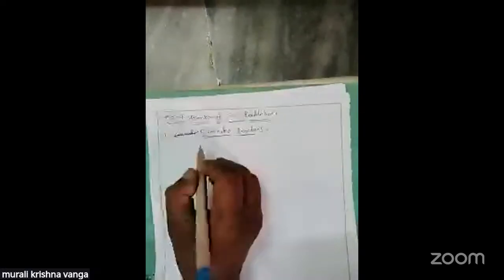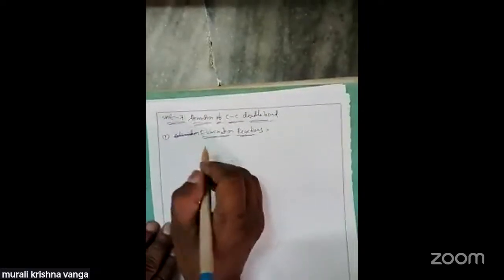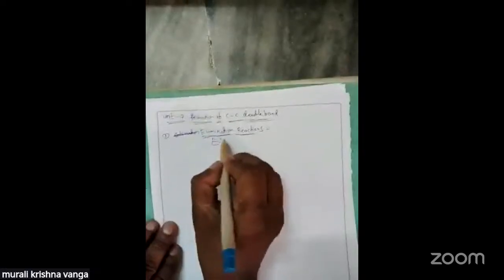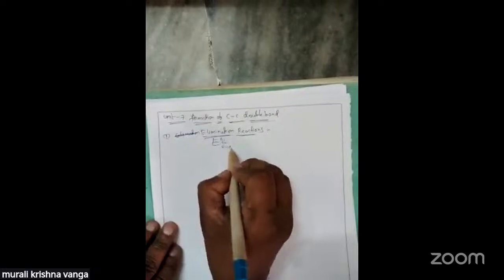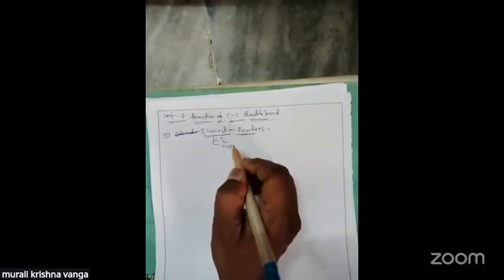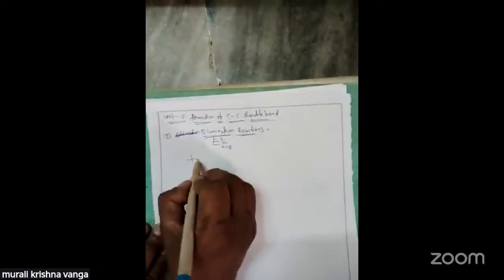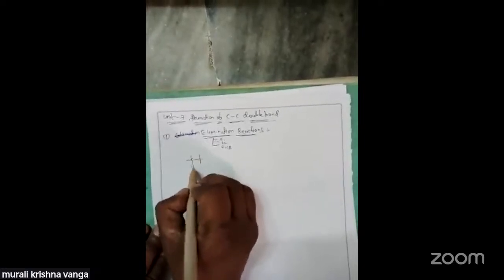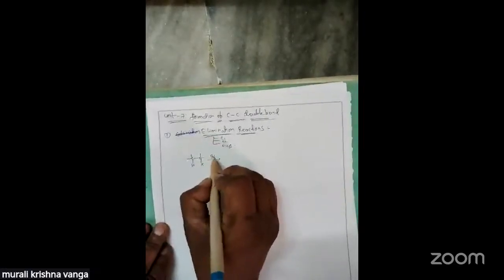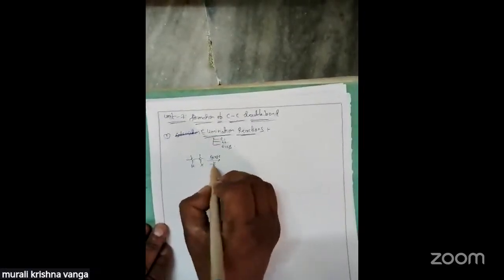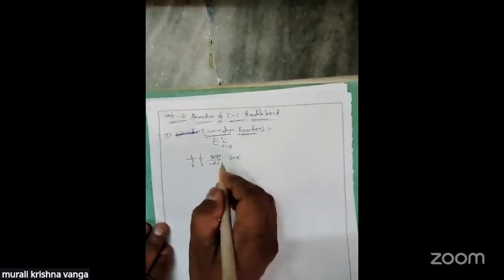Elimination reactions. Mainly we are going to discuss E1, E2, and E1cB reactions. These reactions are involved in the formation of a double bond. Just one example I have taken: when reacting with a base, involving loss of HX, it forms a double bond like this.